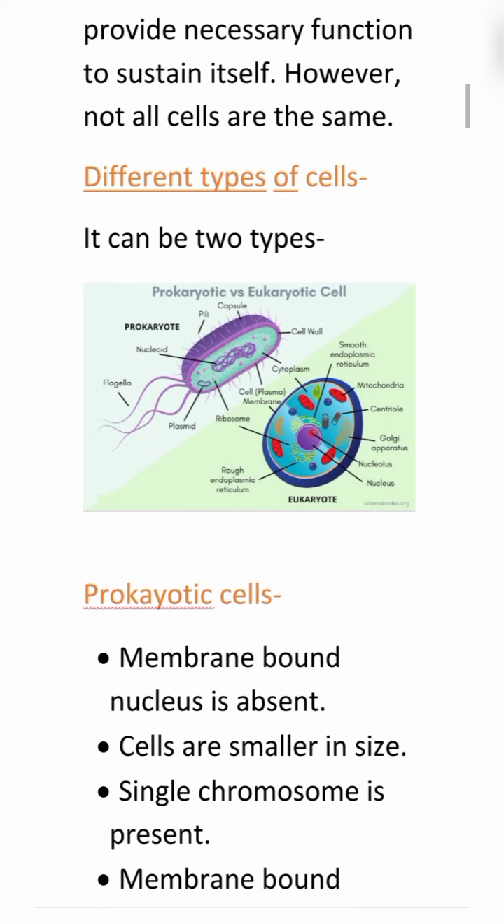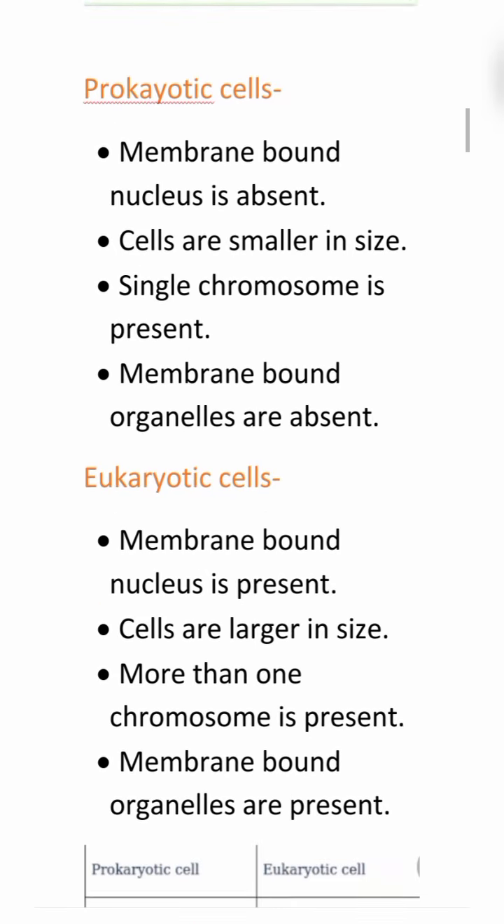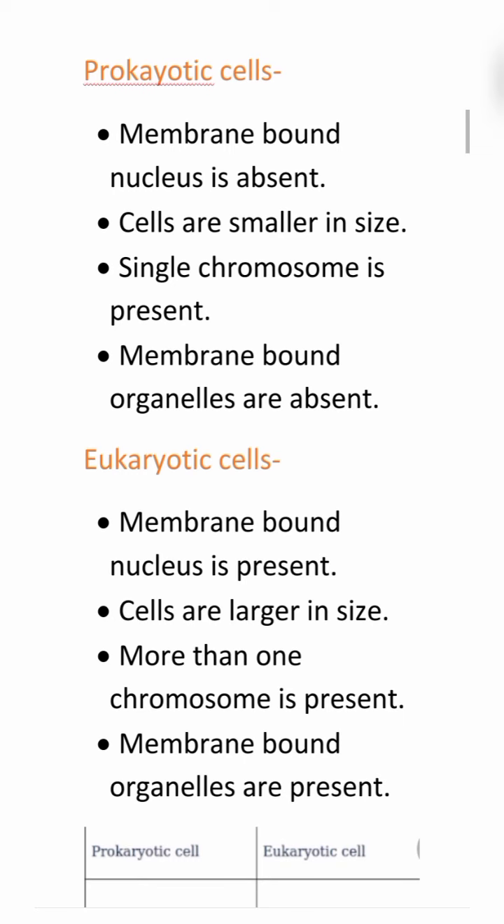It can be of two types. You can see in this picture prokaryotic and eukaryotic cells. Prokaryotic cell means a membrane bound nucleus is absent in the prokaryotic cell, but in the eukaryotic cell a membrane bound nucleus is present. The difference between these two cells you can mark from these points. Prokaryotic cells are smaller in size, whereas the eukaryotic cell is larger in size.